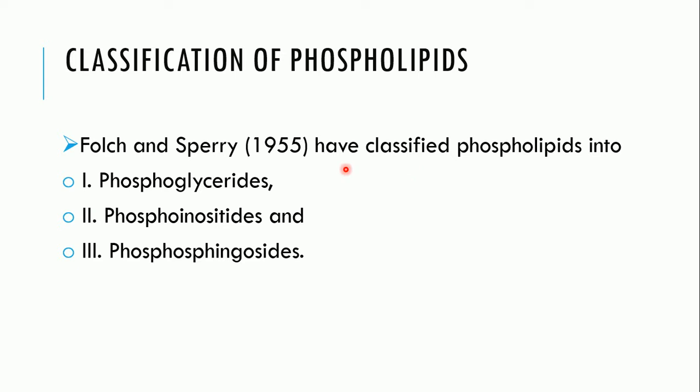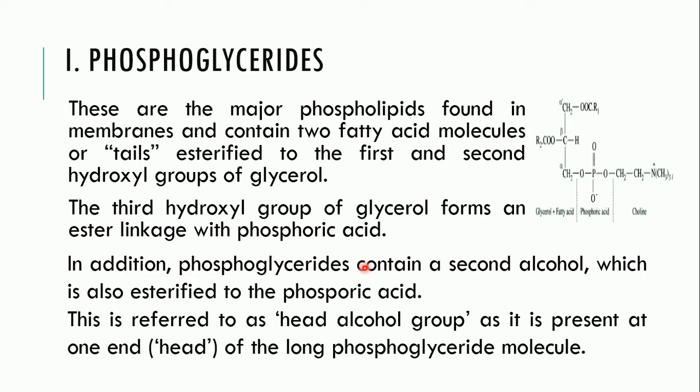Phospholipids are classified into three types: phosphoglycerides, phosphoinositides, and phosphosphingosides. Phosphoglycerides are the major phospholipids found in membranes and contain two fatty acid molecules, or tails, esterified to the first and second hydroxyl groups of glycerol. The third hydroxyl group of glycerol forms an ester linkage with phosphoric acid.